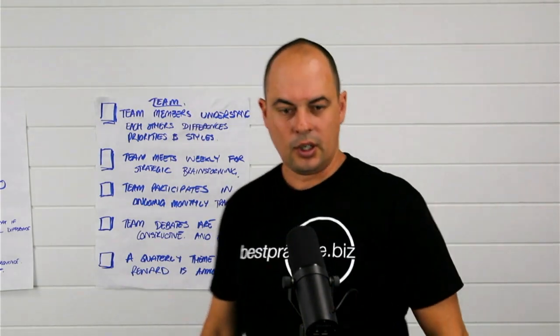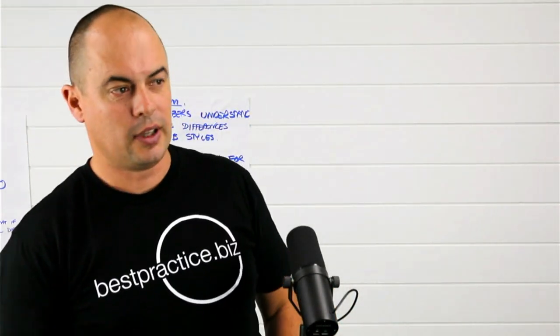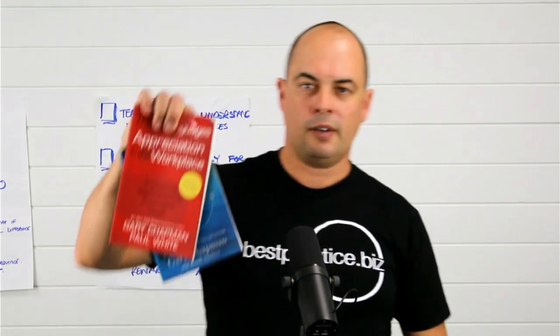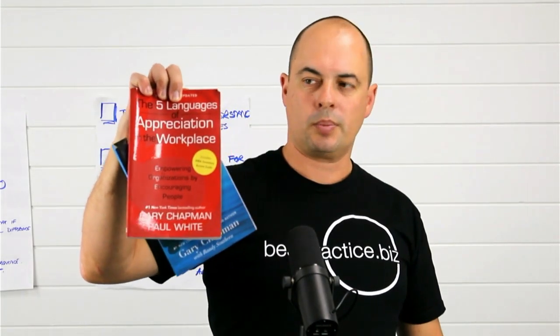it was here in the studio the other day. I think it ended up probably back on the shelf. There they are, that's it, the blue one. That one, that's it. So the 5 love languages by Gary Chapman. It's a relationship book, and it's about relationships. And there's the workplace one, the 5 languages of appreciation in the workplace.